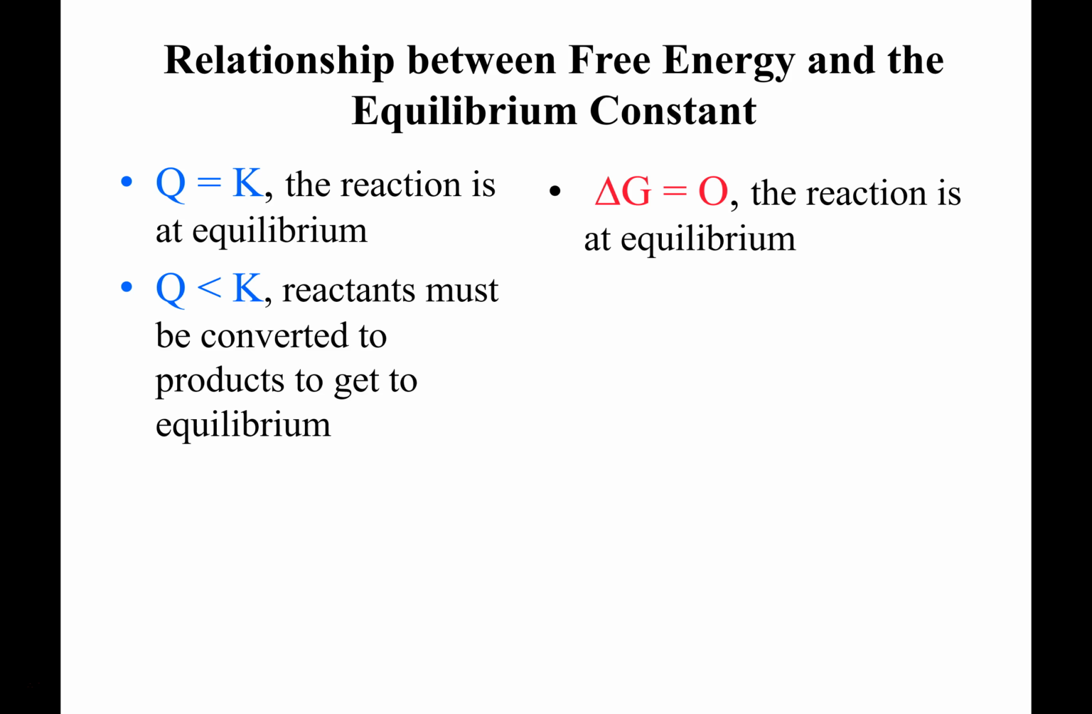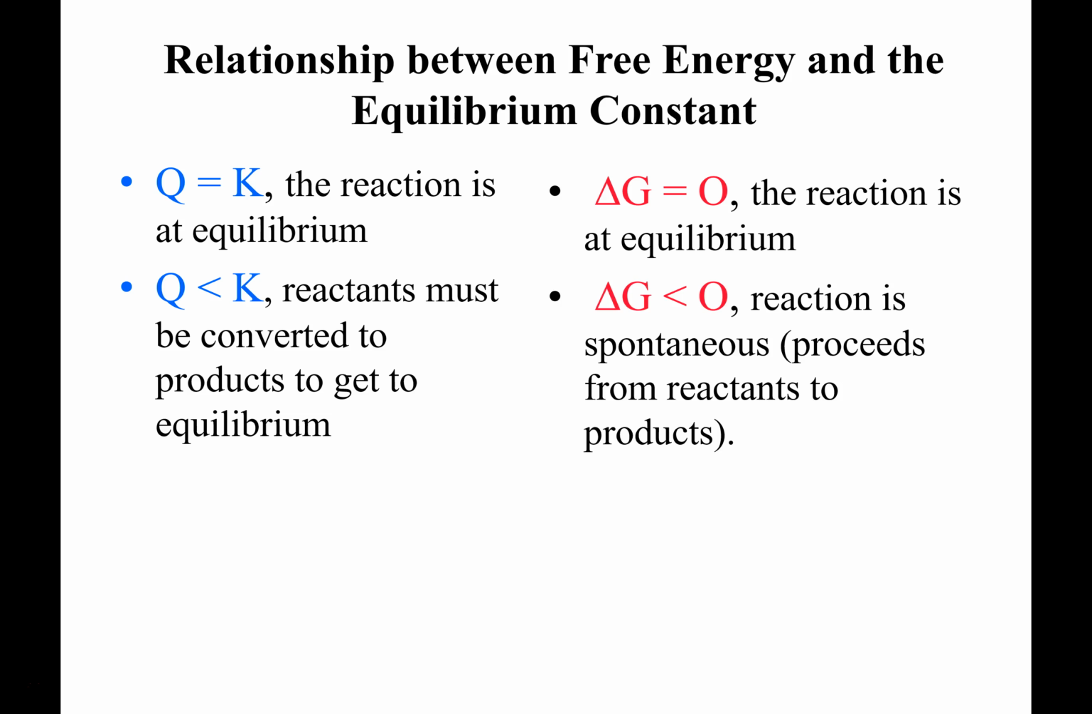We said that when Q is too small compared to your equilibrium constant, that means you need more products, because products are on the top. So some of your reactants are going to go to form products. Similarly, when Gibbs free energy is less than 0, we said it's going to be spontaneous as written. And again, that's reactants going to form products.